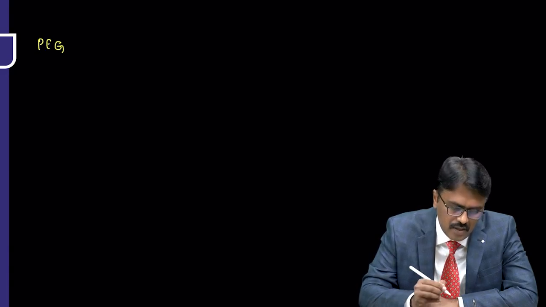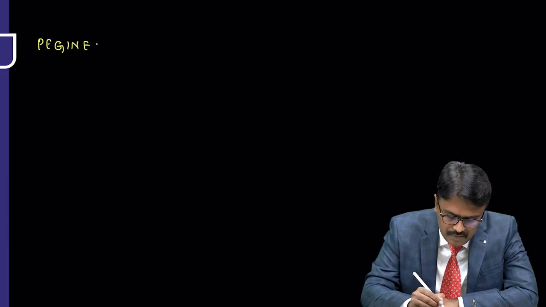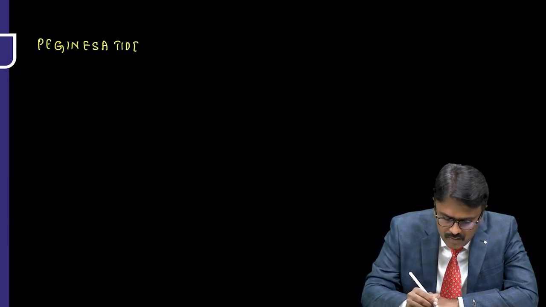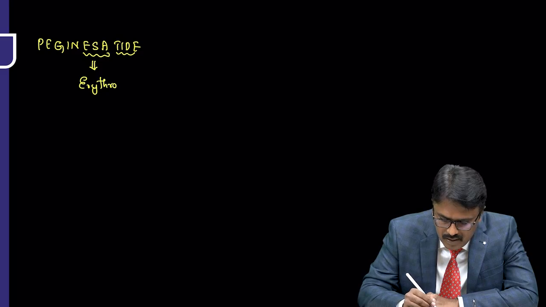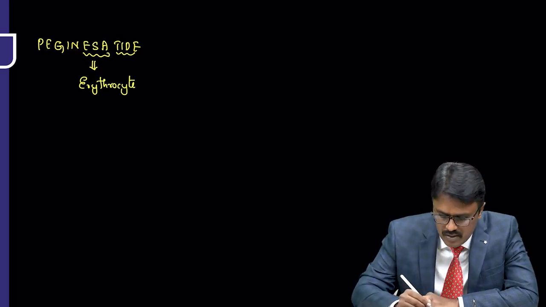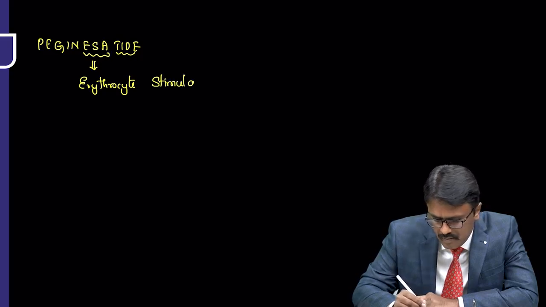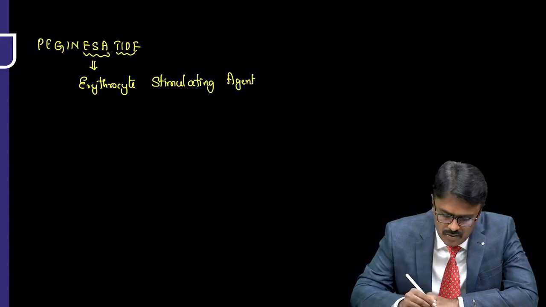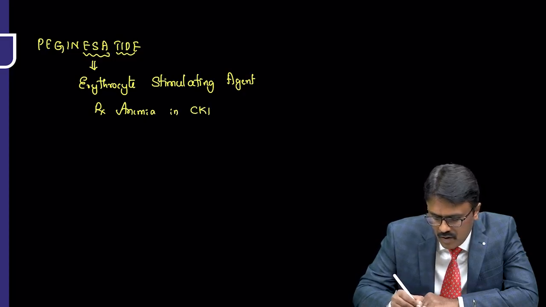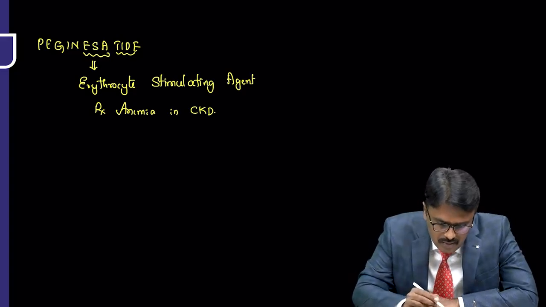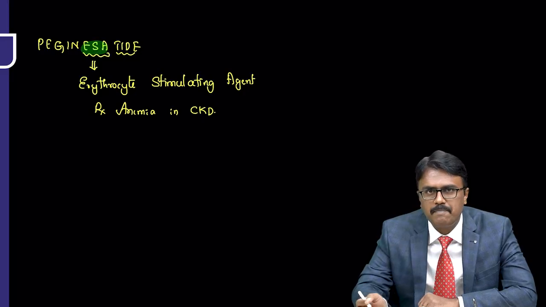Then we have another drug. The name is called peginesatide. In pharmacology, anything ending with tide is a peptide. What does ESA stand for? ESA stands for erythrocyte stimulating agent. Now, this agent is used to treat anemia in CKD patients, chronic kidney disease. So you read the name: ESA stands for erythrocyte stimulating agent.